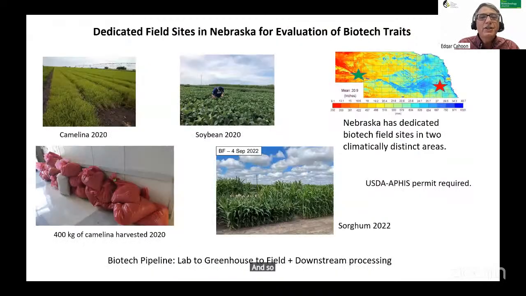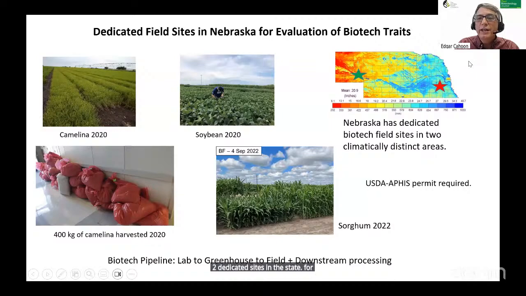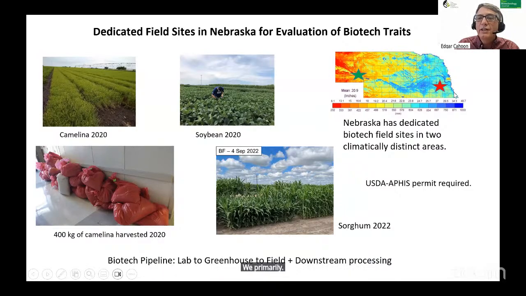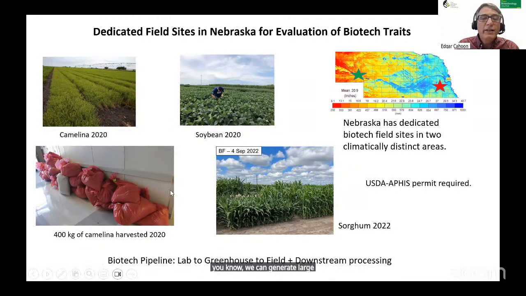And so in addition to the transformation facility, as I mentioned, we have 2 dedicated sites in the state for evaluating biotech traits. One's in the eastern part of the state, one's in the dry land western part of the state. We primarily in my lab use the location in the eastern part of the state. This is just examples of camelina and soybean and sorghum that have been evaluated. And at the end, in the case of grains, the work that we do, we can generate large amounts of grain that we can then use for subsequent functionality testing.